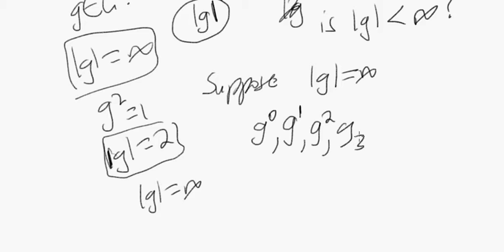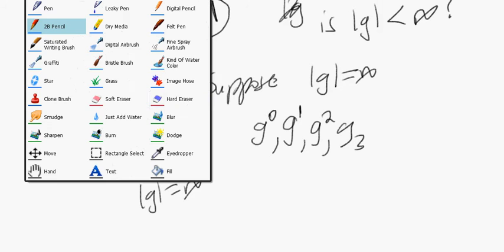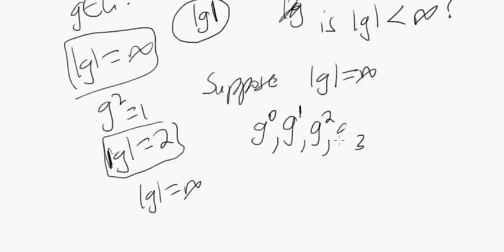How about g to the 3? Sorry, not g sub 3, but g to the 3. Can g to the 3 give us the identity? Well, by a similar argument as before, if g to the 3 gives us the identity, then doesn't it mean that the order of g equals 3?